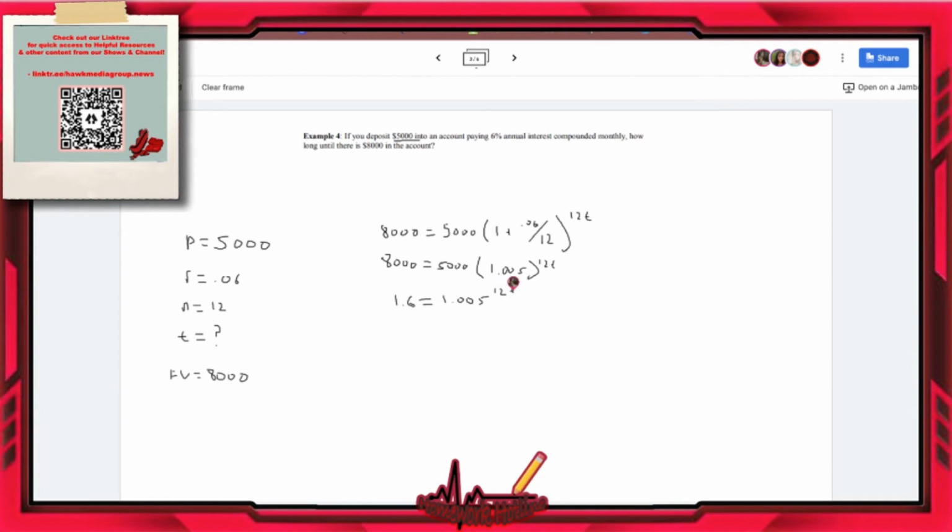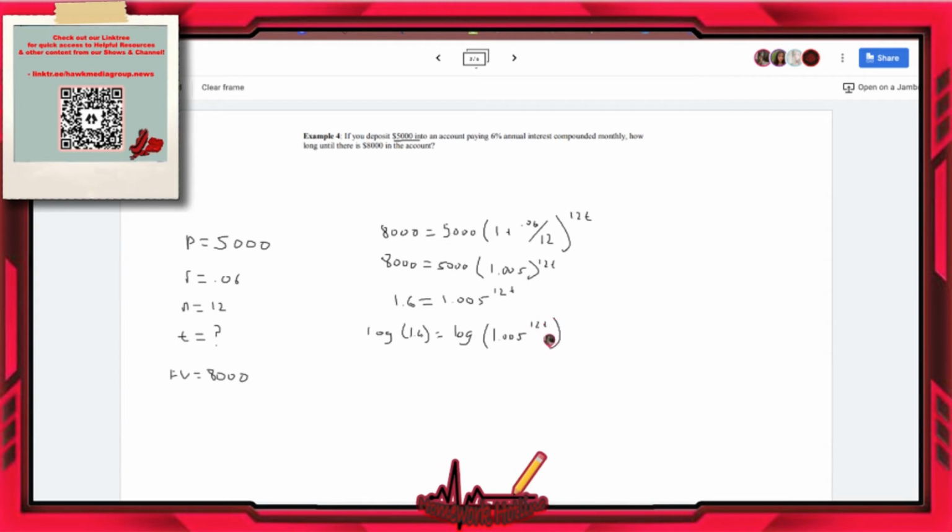Now the next step, we have to take the 12T root, which makes no sense whatsoever. So what we're going to do is set up a log on each side of the equal sign. So we can take the log of 1.6, and you'll see why we're doing this in just a second, equals the log of 1.005 to the power of 12T.